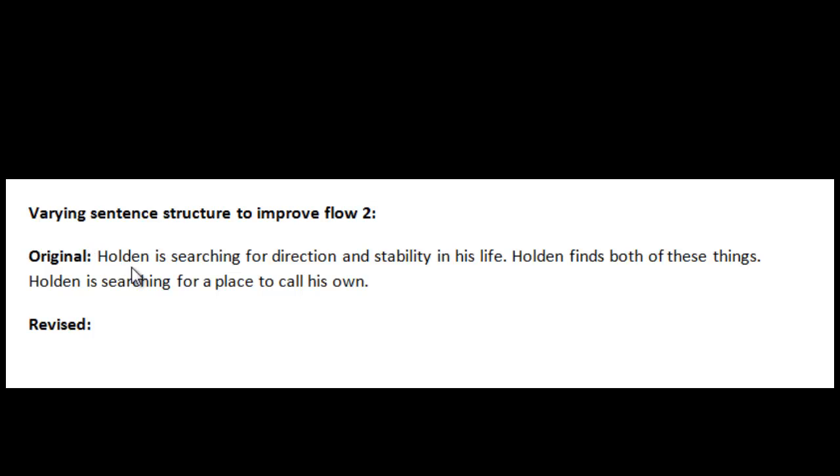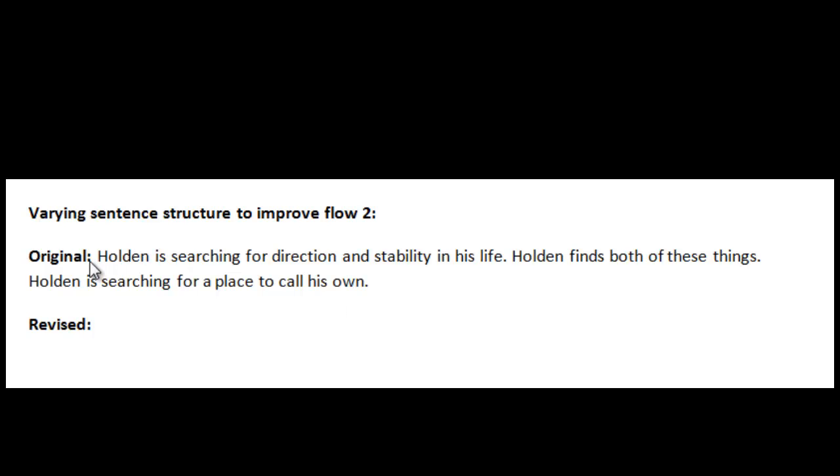And we see here, Holden is searching for direction and stability in his life. Holden finds both of these things. Holden is searching for a place to call his own. So immediately what I hope you'll see is that each of these sentences begins with the same subject, Holden, Holden, and Holden. And then we have Holden is searching, Holden finds. And I think there's a way to bring these sentences together and create some complexity at the same time varying the flow. So let's give it a shot.